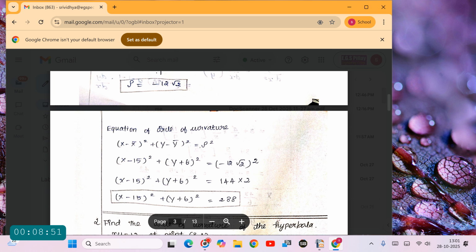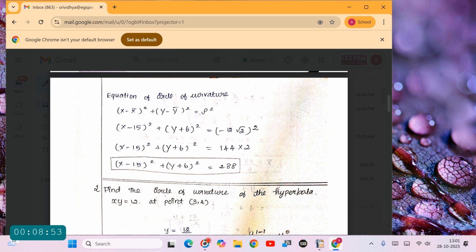The last part of the problem is to frame the equation of the circle of curvature. From the beginning, we write the equation x minus x bar the whole square plus y minus y bar the whole square equal to rho square. And then the x bar value is 15, the y bar value is minus 6 and the rho value is minus 12 root 2. So x minus 15 whole square plus y plus 6 whole square is equal to minus 12 root 2 whole square. So the equation of the circle of curvature for the given curve is x minus 15 whole square plus y plus 6 whole square equal to 144 into 2, 288, which is the required equation of the circle of curvature.